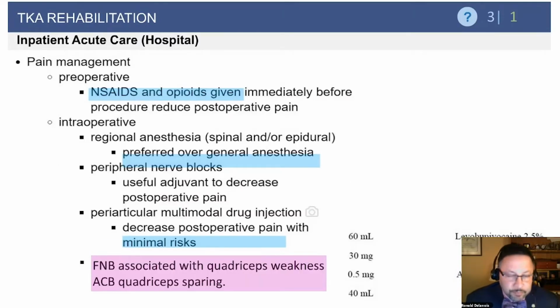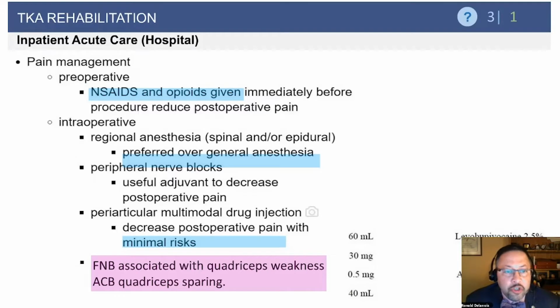Pain management. Pain management involves the preoperative as well as the intraoperative. Preoperatively, people are utilizing anti-inflammatories and opioids to effectively block the pain receptors and hopefully reduce the postoperative pain, as well as improve patient outcomes and patient satisfaction. Intraoperatively, regional anesthesia, specifically spinal anesthetics, have been shown to have decreased morbidity to the patient and are preferred over general anesthesia. Peripheral nerve blocks such as femoral nerve blocks or adductor blocks have shown some efficacy.